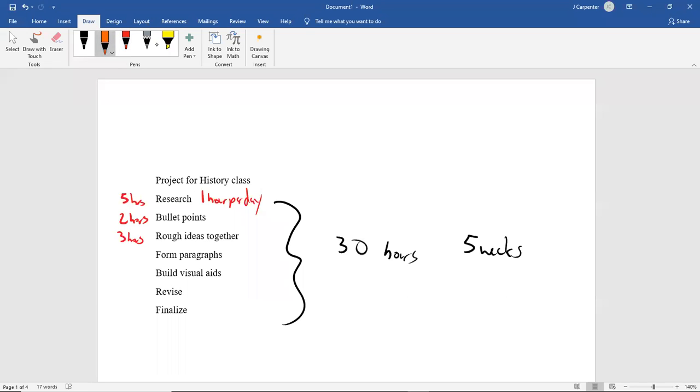So now you're in week 2, and in week 2, so this was week 1. Week 2, you're doing that, and again, it's just 1 hour per day. So Monday and Tuesday, you're doing your bullet points. Then Wednesday, Thursday, Friday, you're putting your rough ideas together in organization.